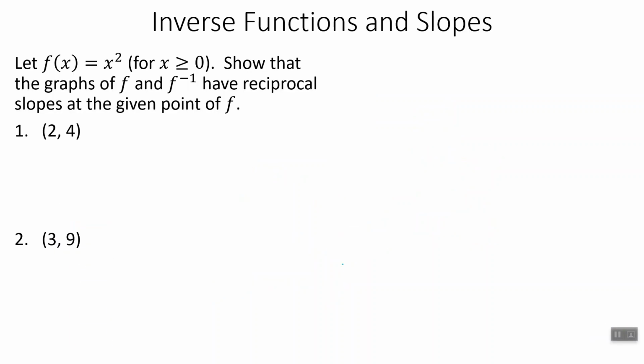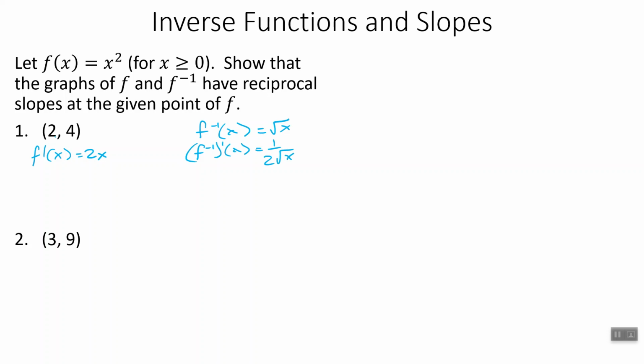And there it is. All right, so some more inspection. If f equals x squared for x greater than or equal to 0, show that the graphs of f and f prime have reciprocal slopes at the given points of f. So we want to know what the slope is here. So we're going to find the derivative, which is 2x. The inverse function here would be the square root of x. So that means the inverse function's derivative would be 1 over 2 square root of x.